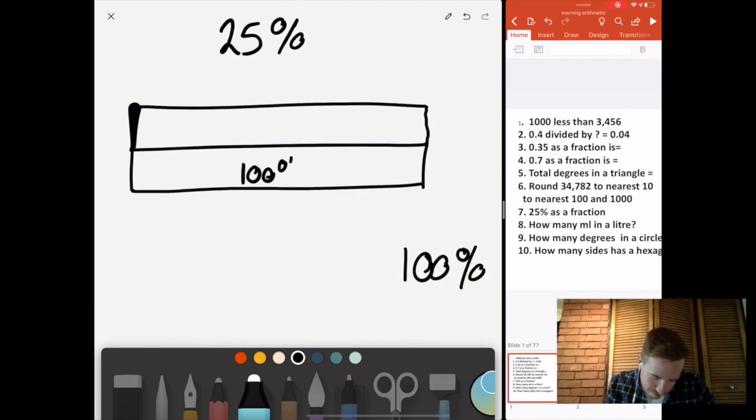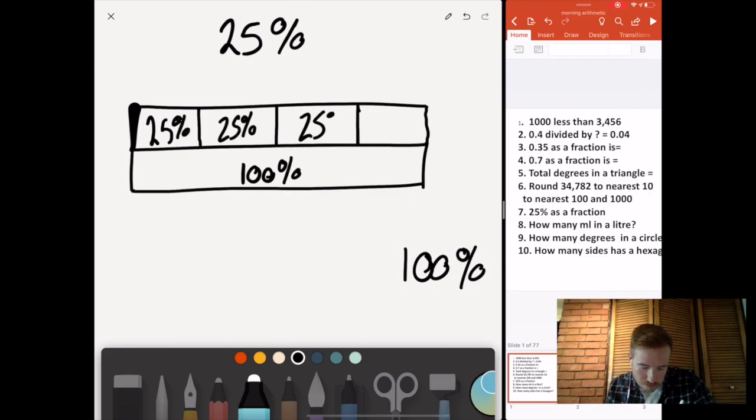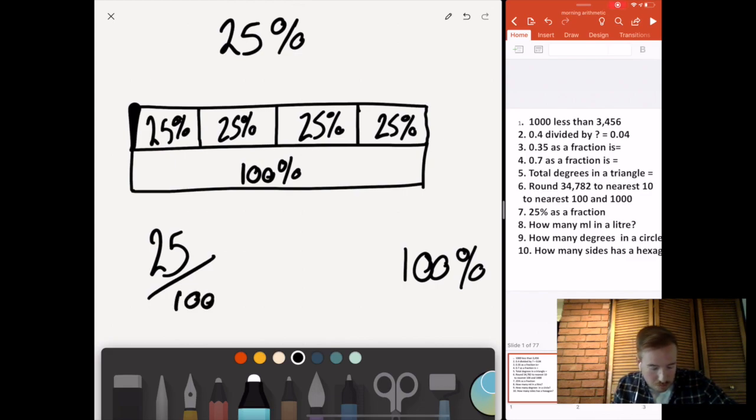So this here represents the whole, 100%, and then this, it's not going to be accurate because I can't do it accurately. Oh no, actually, I can do it more accurately than I thought I probably could. Fantastic, work of art that. I've split it into 4, so you've got 25%, 25%, 25%, and 25%.